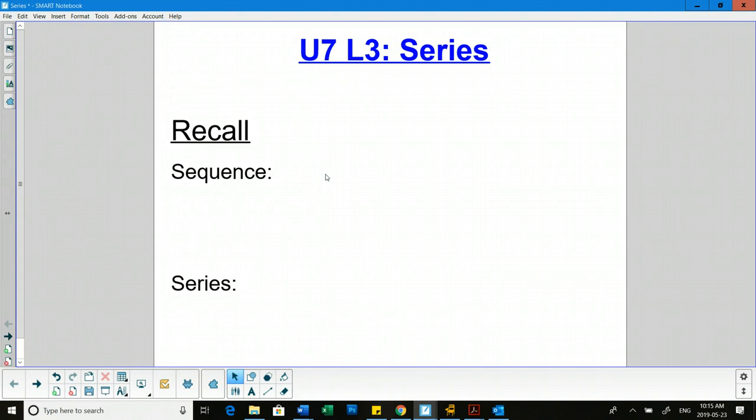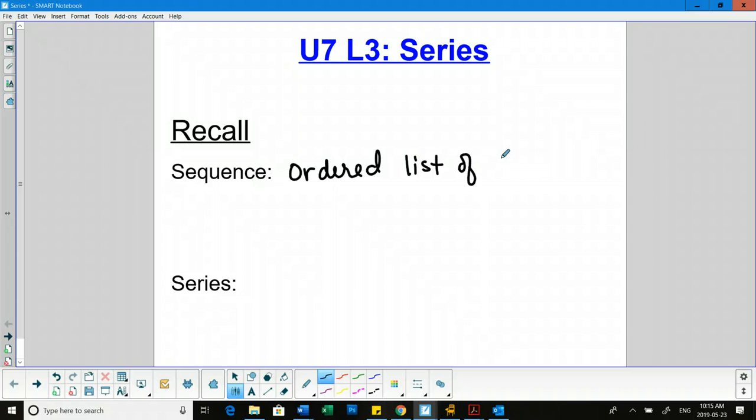So we know that a sequence, actually, why doesn't somebody explain to us, what is a sequence? We've been working with them for the past few days. So could you explain to me what that is? Okay, so an ordered list of terms that change by a constant pattern, we'll say.